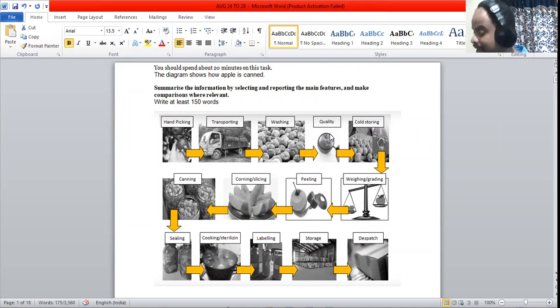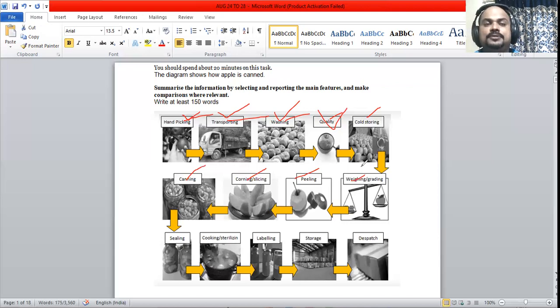Number three, the main verbs. Here we can see the main verbs written there. 1, 2, 3, 4, 5. Normally in a process diagram, you won't be having these things which I have marked. You have to identify this is hand picking. You have to identify this is transporting. You have to identify this is washing. You have to identify this is quality check. But here we have the headings. It helps. This is very easy because everything has the title there.